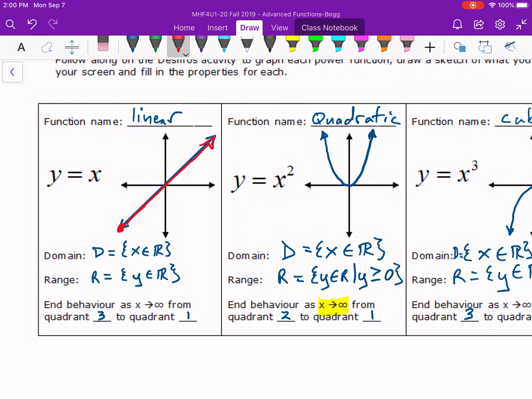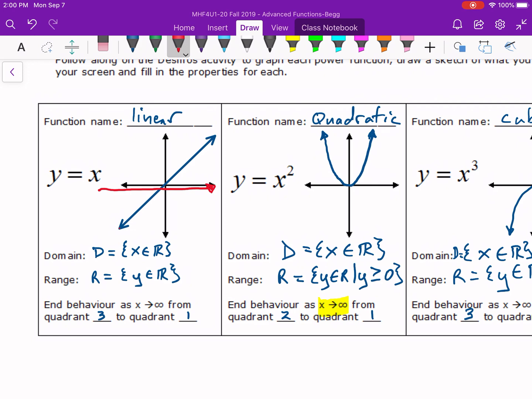So it says as x arrow infinity. All that's saying is as x moves towards infinity. Again, just to draw it so you can see it, as we move along the x-axis from somewhere out on the left, as we move towards the right, that's x tending towards infinity. That's x moving towards infinity.